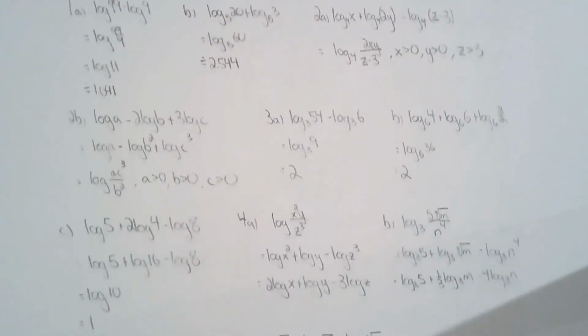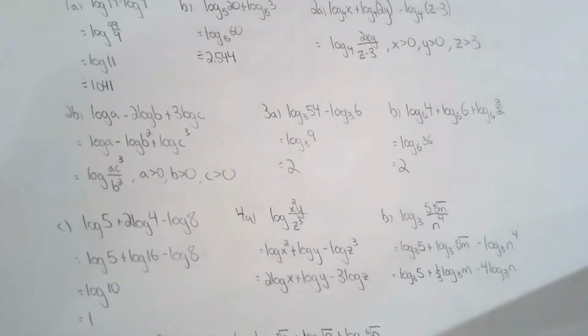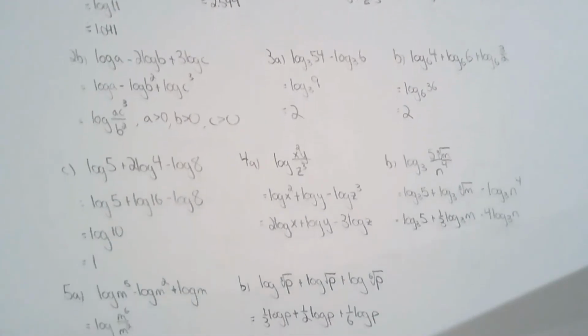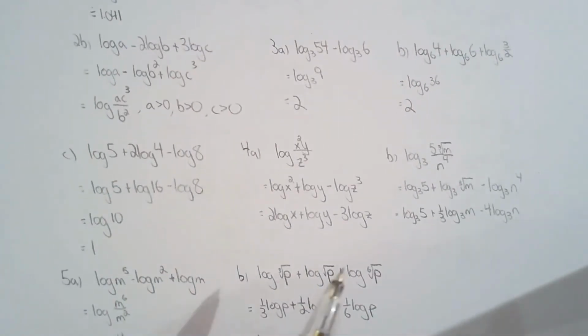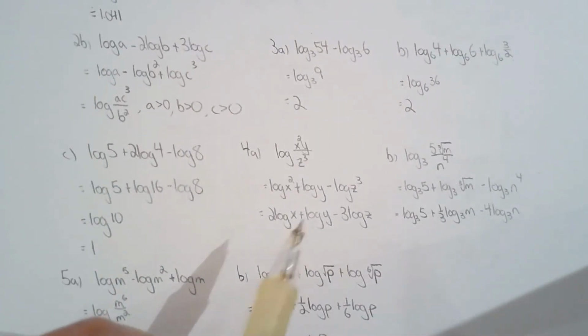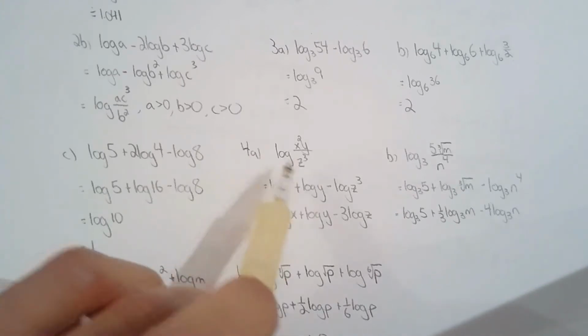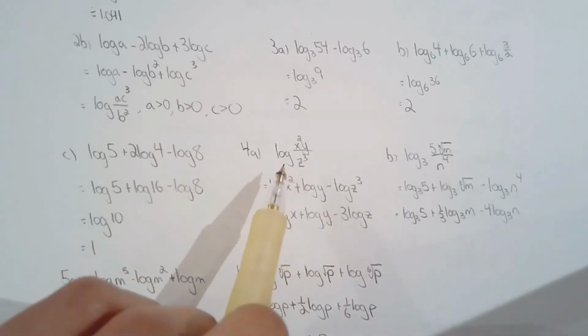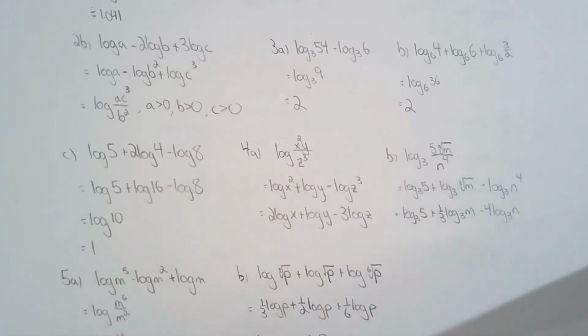Number 3, very straightforward, just using the product or quotient law of logarithms. For 4, I express as sum or difference, so you have to break apart a single logarithm into multiple logarithms using the product, quotient, and just further simplify, use the power law of logarithms.